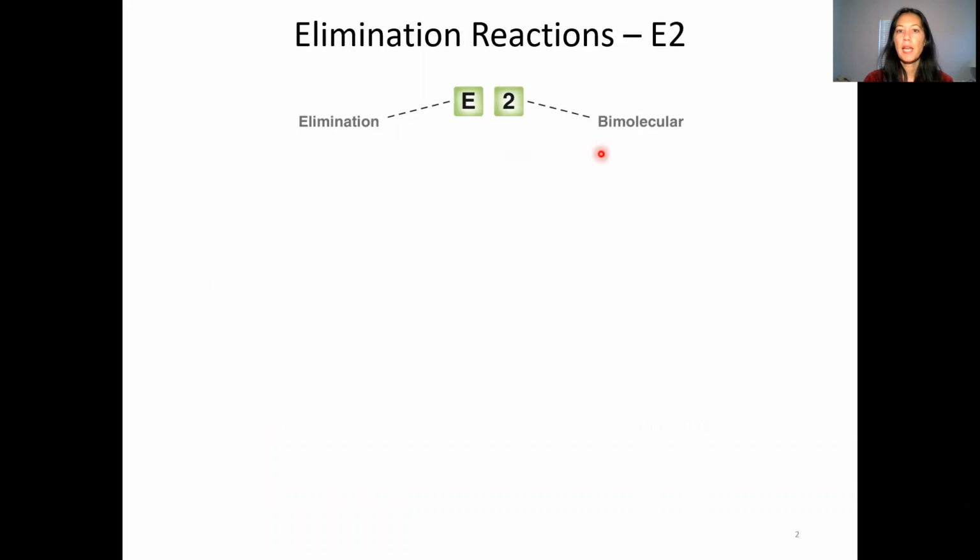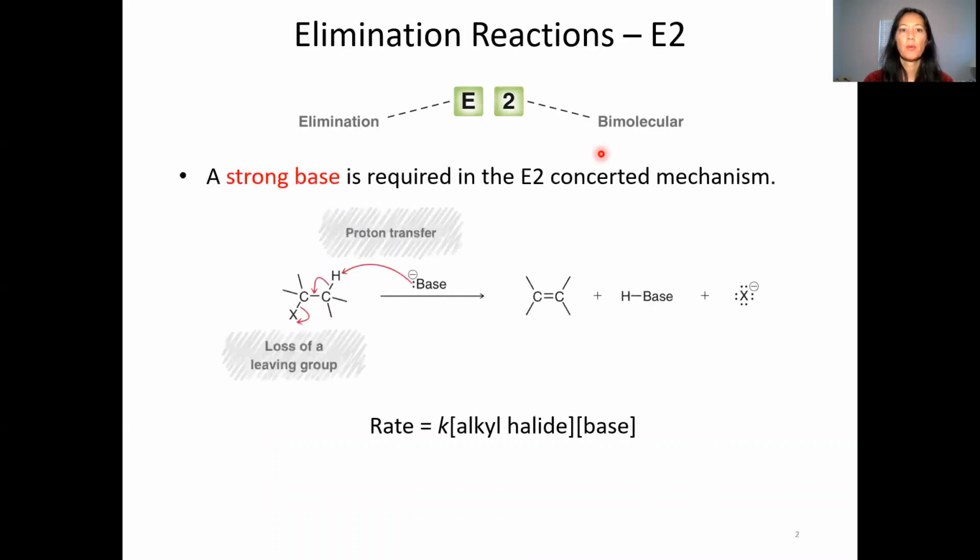Okay, so E2, again, stands for elimination bimolecular. A strong base is required for this elimination to take place, and it's similar to SN2 because it's a concerted mechanism. So we're going to have the base deprotonate a hydrogen. You form the pi bond with the 2 electrons here in the sigma bond, and then you kick out a leaving group. This is all going to happen simultaneously in a concerted fashion to give your alkene product, the protonated base, and then the leaving group as an anion. The rate of the reaction depends on the amount of alkyl halide and base present.